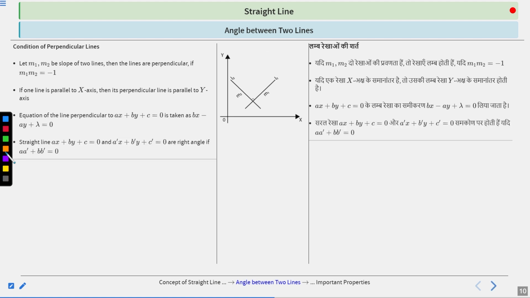Now the straight lines ax plus by plus c equal to 0 and a dash x plus b dash y plus c dash equal to 0 are at right angle if a a dash plus b b dash equals 0. Clear? So the given straight lines are at right angle if a a dash plus b b dash should be equal to 0. Got it? Clear?